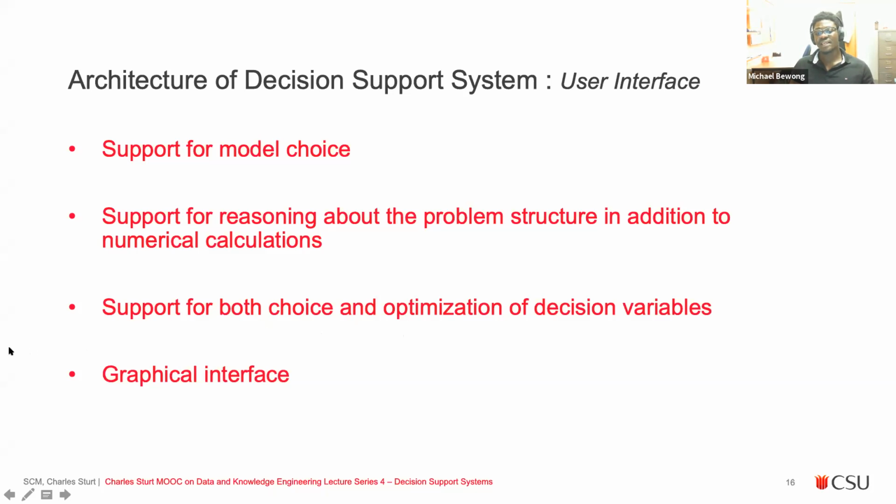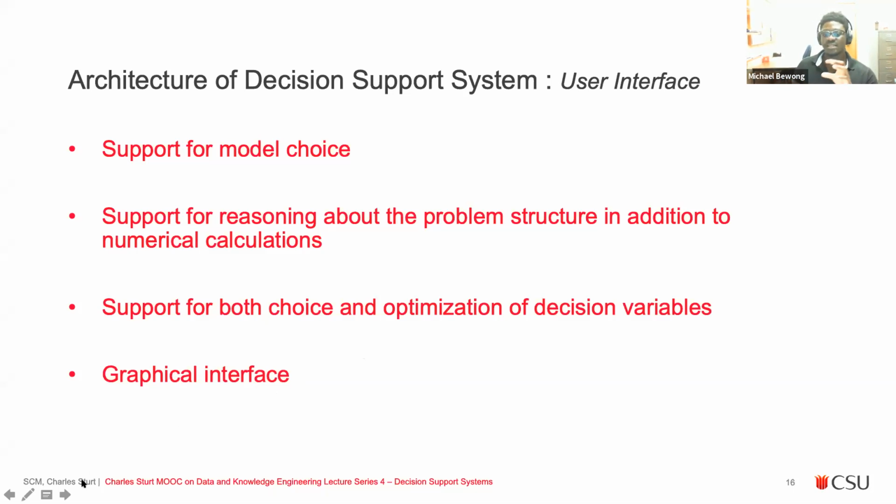And finally, we can talk about the graphical interface. The graphical interface obviously is very important because that gives a holistic overview of the solution and the problem in such a way that it's not too cumbersome for the decision maker. So a graphical interface is always very useful in decision support systems.